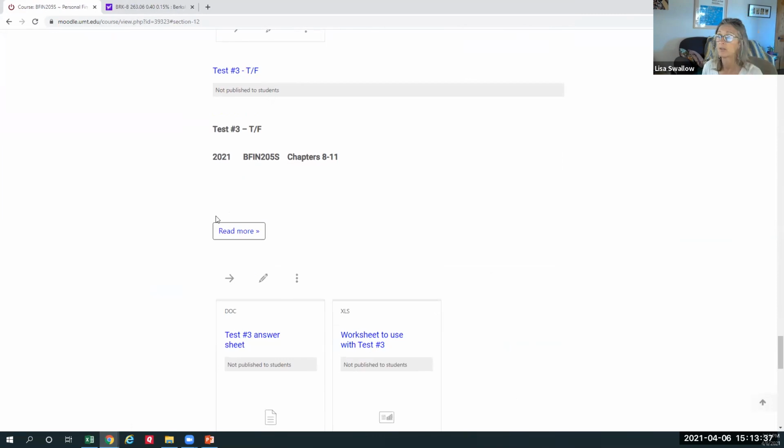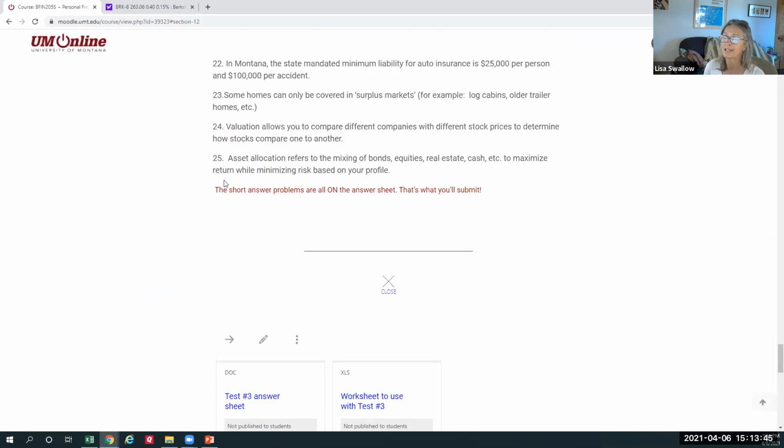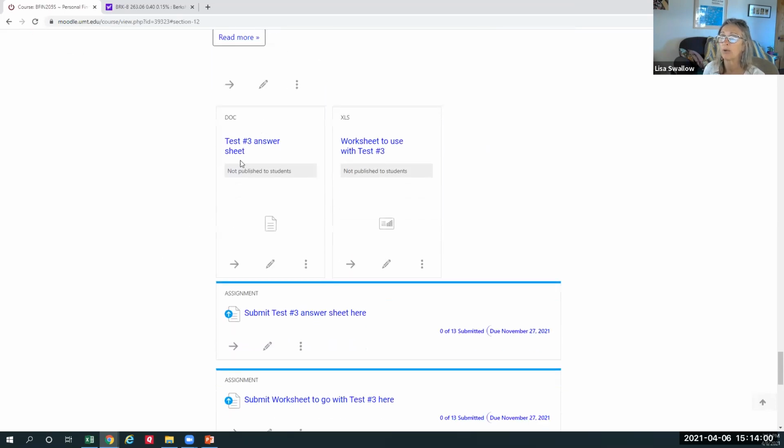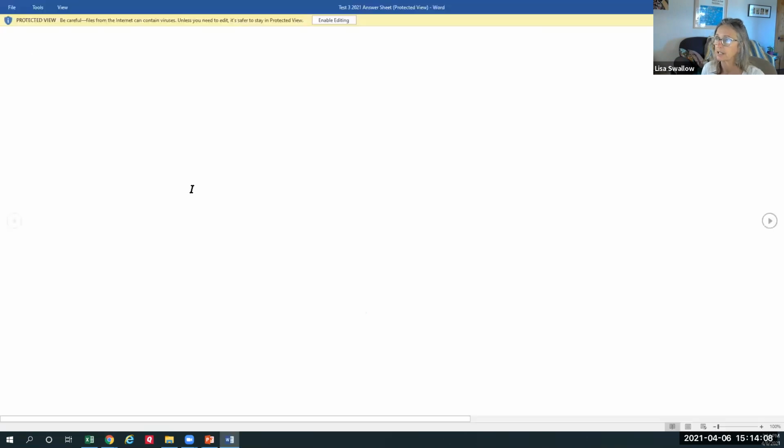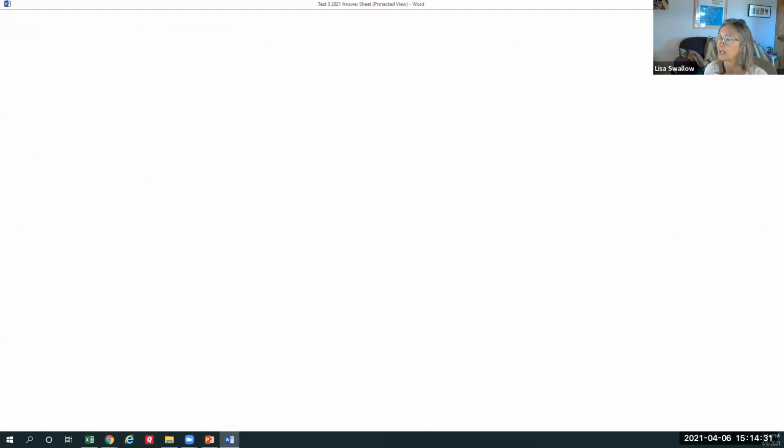Let me just show you this really quick. It's going to have a bunch of true, false. And that's all that's on this. Then it says the short answer problems are all on the answer sheet. That's what you'll submit. So all you use this for is the true and false. The answer sheet, which is going to be open right below it, has where you enter the true and false. Right here, I answer all my true and false. And then the short answers, you just answer right on here. I tell you to show the work and then put the answer above. Okay, so this is what you submit. You get the true and false from that other one. You're going to submit the answer sheet.